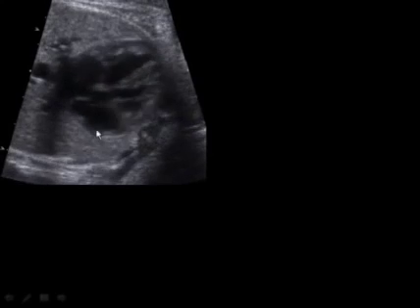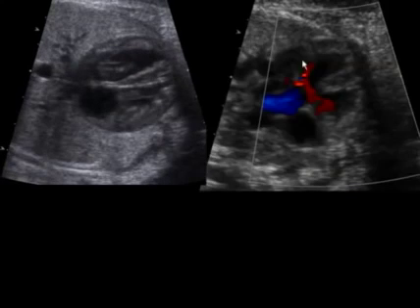Yet again, another four-chamber view looks beautiful. Interventricular septum here, good motion of the valves. The color image, though, again shows us the ventriculoseptal defect.